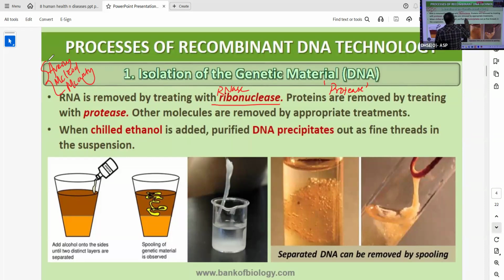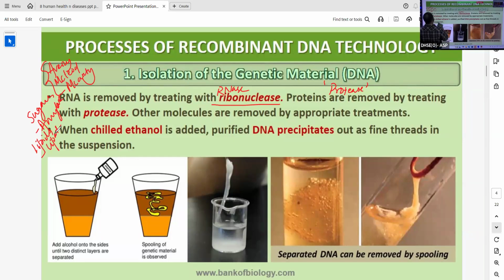After that, other molecules are removed by appropriate treatments, like for carbohydrates we can use amylases, and for lipids we can use lipases. So RNA by ribonuclease, proteins by protease, sugars by amylase, lipids and fats by lipase. We remove all of them, but we need DNA, so DNA is not treated. Besides DNA, everything else is removed using these enzymes. Once done, there is no RNA, no protein, no sugar, no lipids; only the DNA is left.